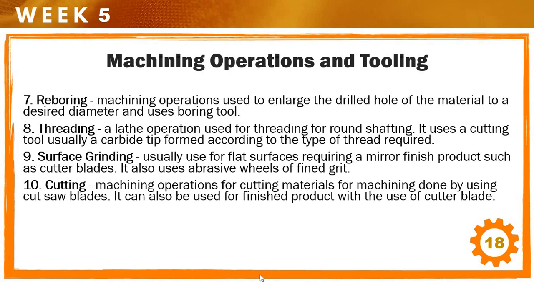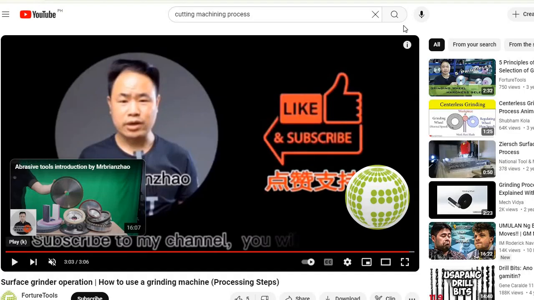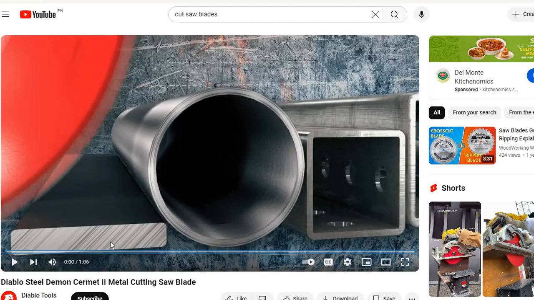Next is the cutting. Cutting is the most common machining operation because it uses cutting saw blades.